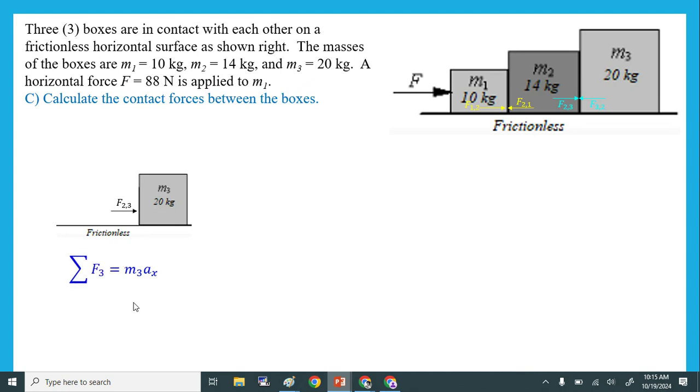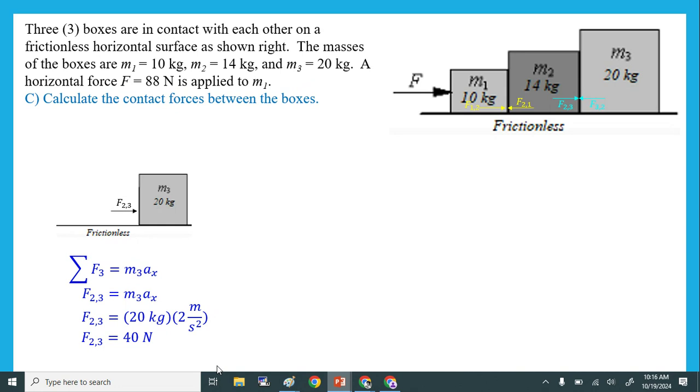So therefore, I can just set up Newton's second law for M3. Here, sigma F3 equals M3 AX. Well, what is the net force acting on M3? I only see one arrow, one vector here, and that vector happens to be F2 onto 3. So I just substitute in for net force, which is just one vector here, F23. The mass is M3, AX is just the same. So therefore, I know M3 is 20. I know AX we already found earlier, which is 2. So therefore, I just calculated the force exerted onto M3, which is going to be 40 newtons, okay?